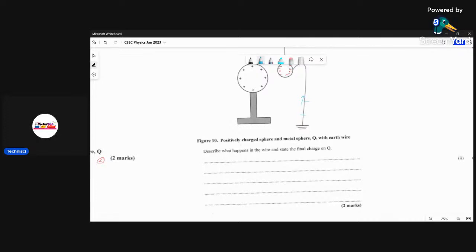Negative. Very good. It's going to be negative because when those negative charges came and neutralized the positive, remember that you still had negatives over on this side. So when you remove the wire, you are now going to have excess electrons, and so the charge will be negative. Very good, Casey. So let's write that.